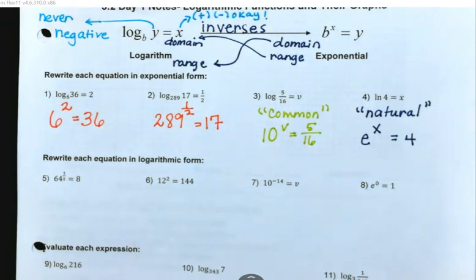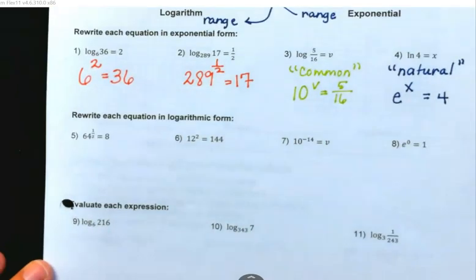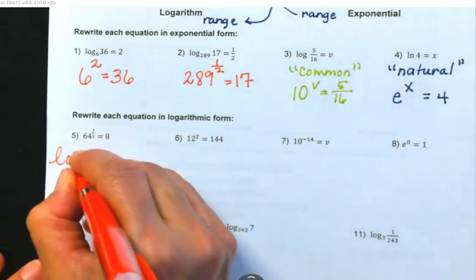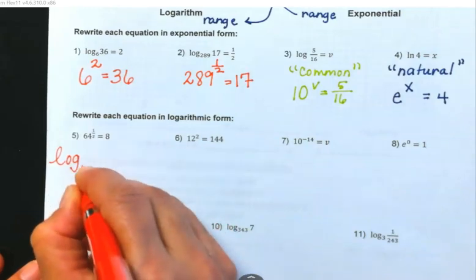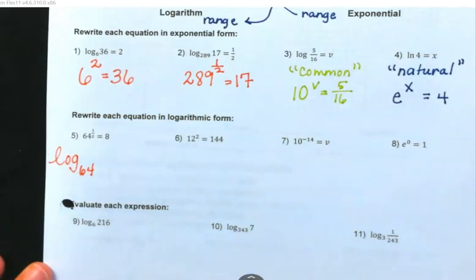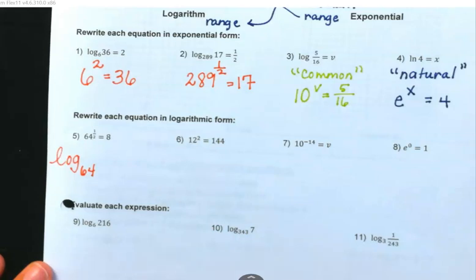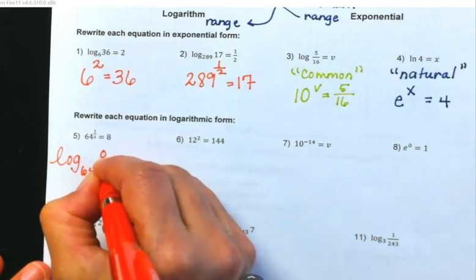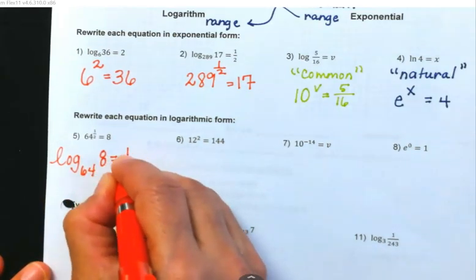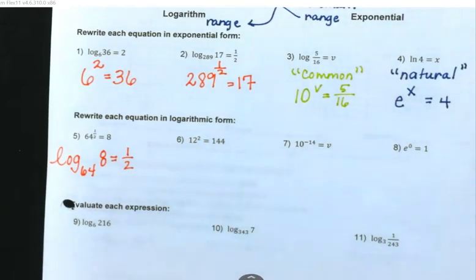All right, now let's go the other way. Let's write this stuff in log form. So for number 5, we're going to start out by writing the word log, and then you're going to drop that 64 as a subscript. Now remember, logs always equal exponents, so the 8 has to go here because on the other side of the equal sign has to be the exponent.